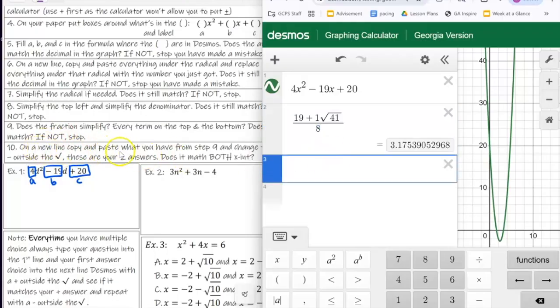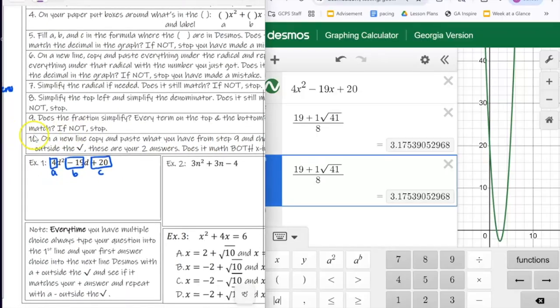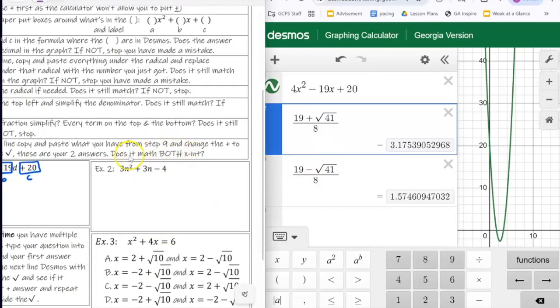Okay, on a new line, copy and paste what you have from step 9, which is this. Copy and paste that. Okay, and change the plus to a minus outside the radical. So I'm going to change this from a plus to a minus, and I'm going to take the invisible 1 out again. All right, and then these are my 2 answers. Does it match both x-intercepts? All right, so let's look.